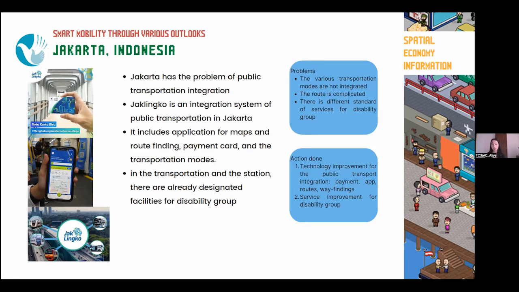But the action which is already done by the government and also the Jaklingko company is technology improvement for the public transportation integration, which includes the payment application and the routes and the wayfindings and other things. And then the second one is the service improvement for disabled people, which is adding technologies, infrastructure, etc.